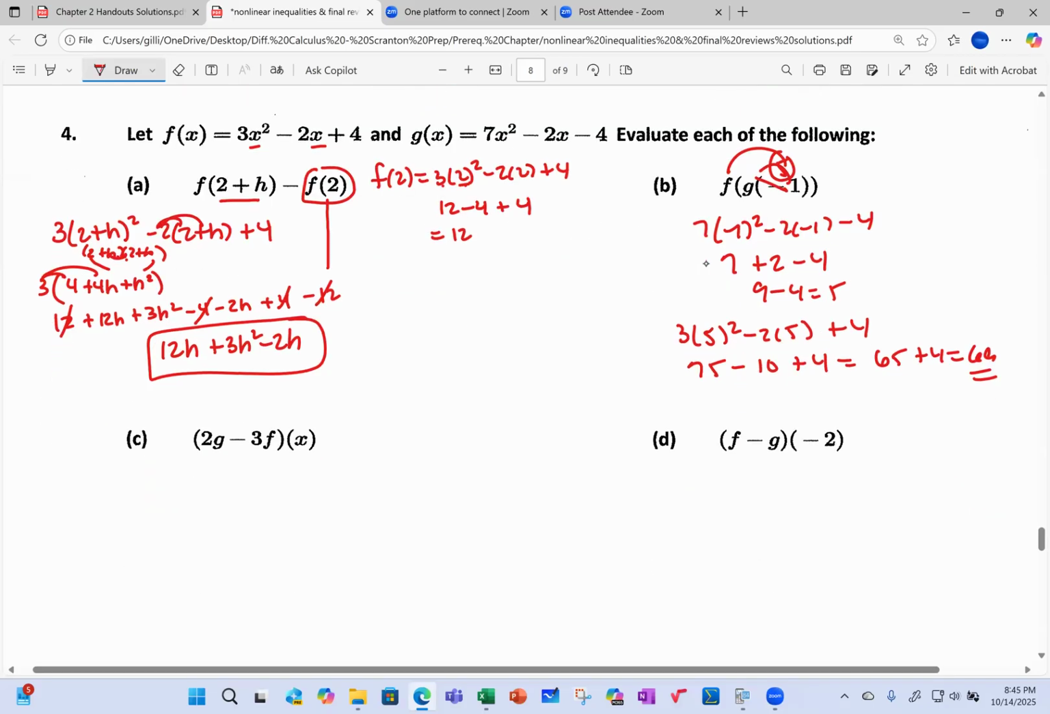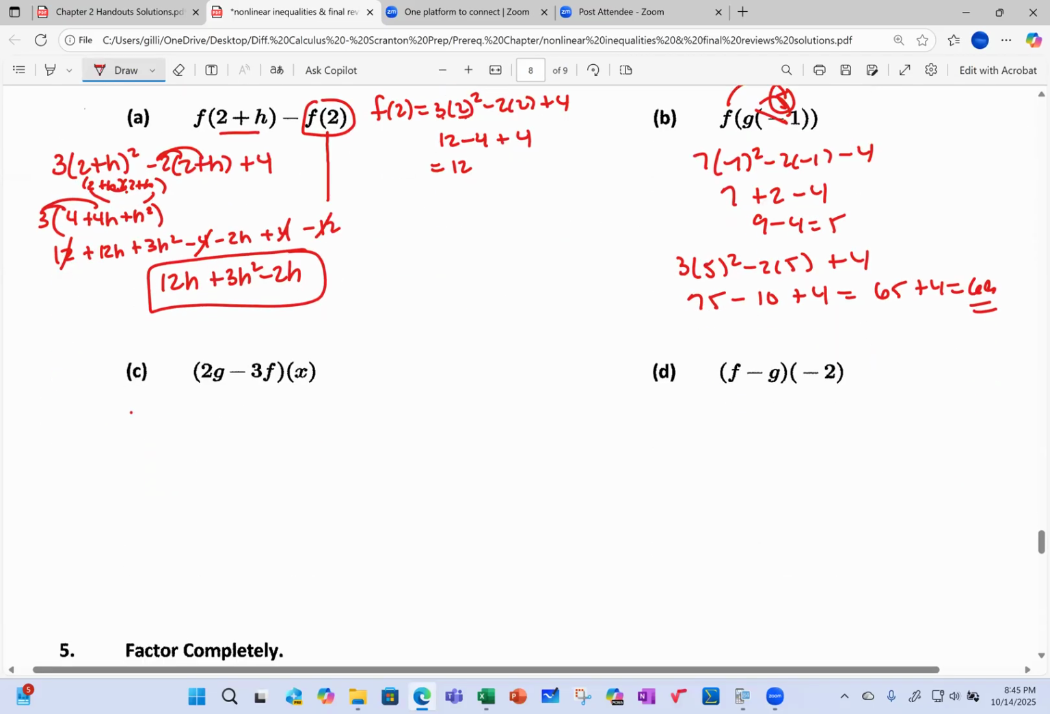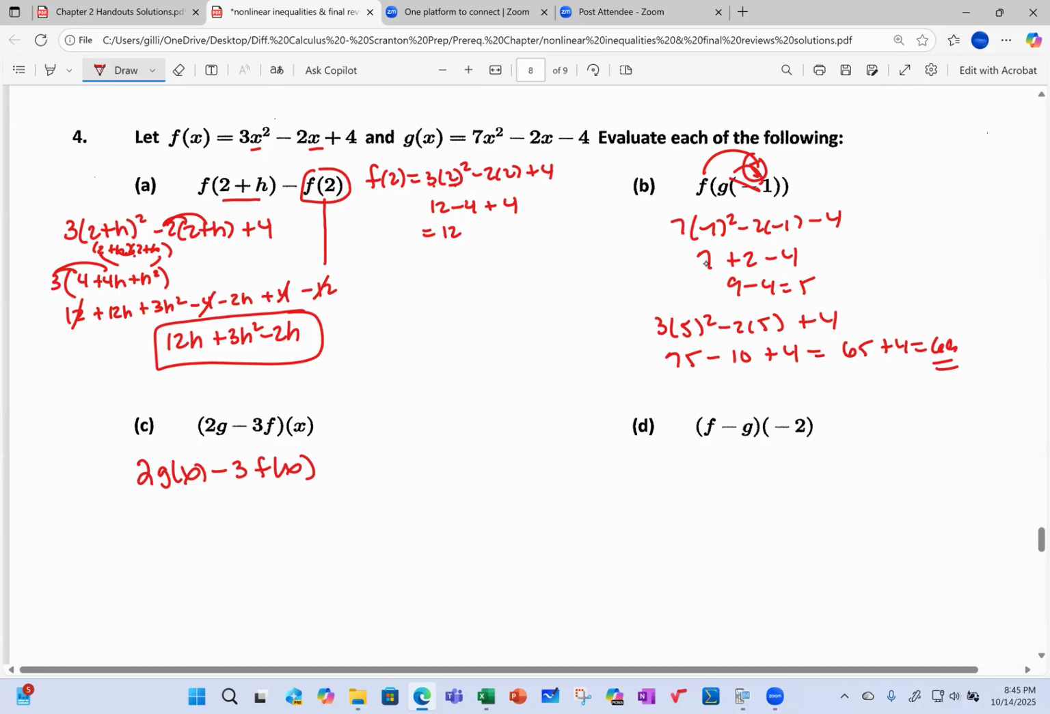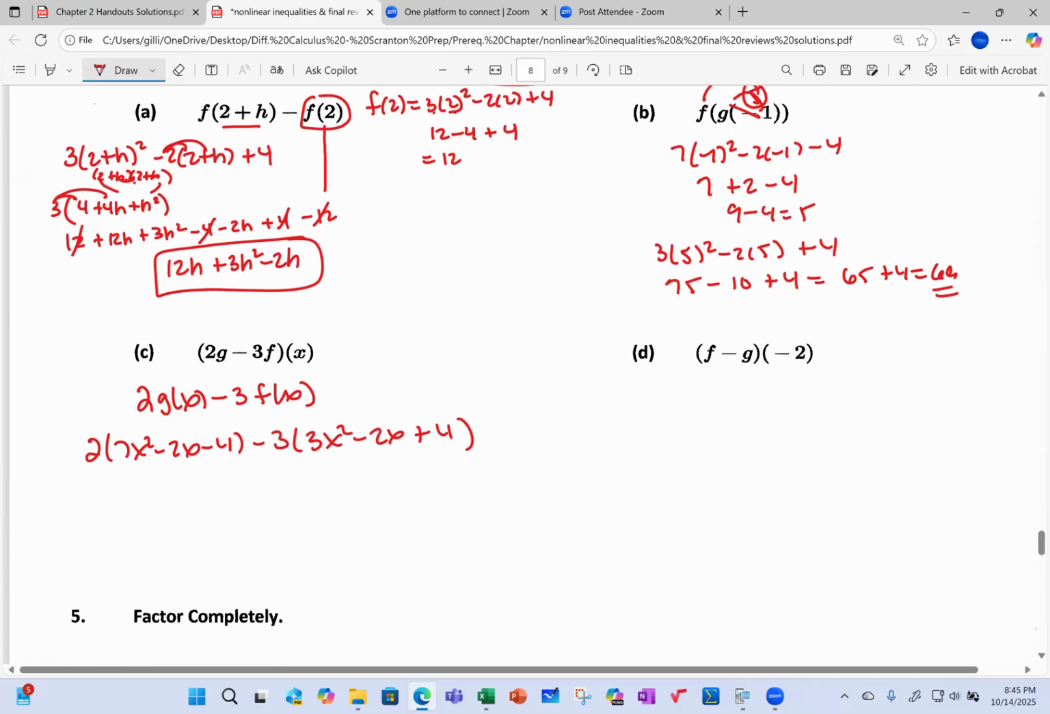Down here, what does this mean to do? This means to do 2 times g of x minus 3 times f of x. So I'm just going to do 2 times g. I'll write that over to take my time. And then minus 3 times f. Distribute, guys. That's all you got to do is distribute.